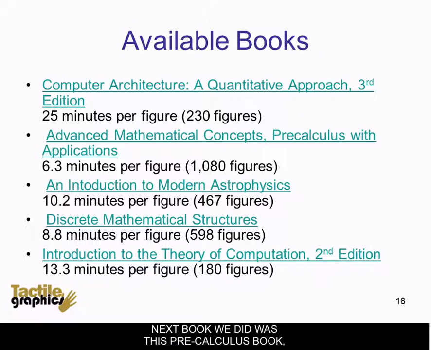The next book we did was this pre-calculus book, which had almost 1,100 figures, and we did it in 6.3 minutes per figure. Remarkable. And then we did a modern astrophysics book. Then Street Math, which was done by a different person. That person learned everything and was able to do it in 8.8 minutes of human time per figure. And then the final one, Introduction to the Theory of Computation, was done by a third person. That was done in 13.3. Those are fairly complicated. So you can see that we're getting about 10 minutes per figure, roughly, if I count the first book.